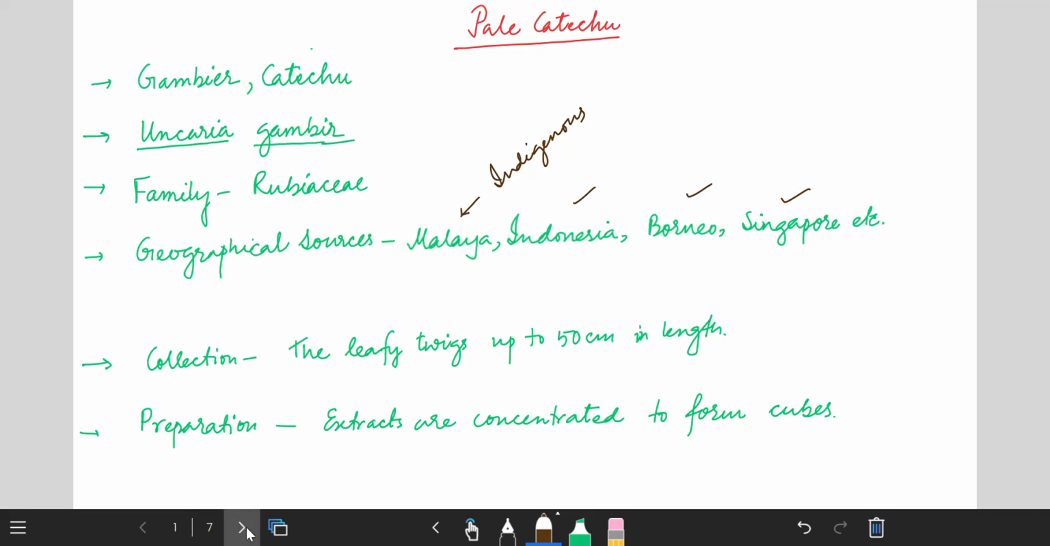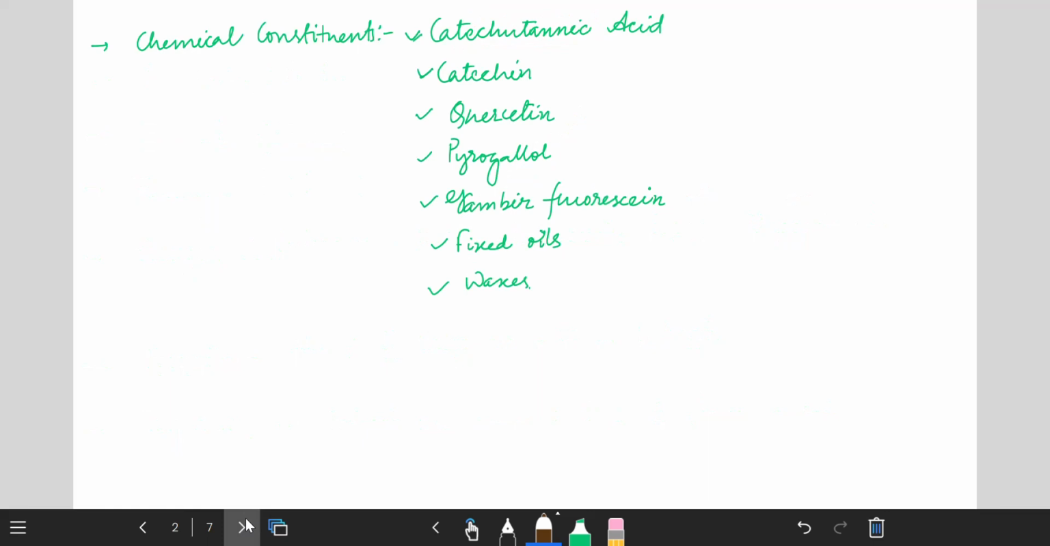Now we will see what are the chemical constituents present. So the main chemical constituents are Catechutannic acid and Catechin. Others are Quercetin, Pyrogallol, Gambier fluorescein, fixed oils, waxes, etc. Among these, Catechutannic acid is a kind of tannin.